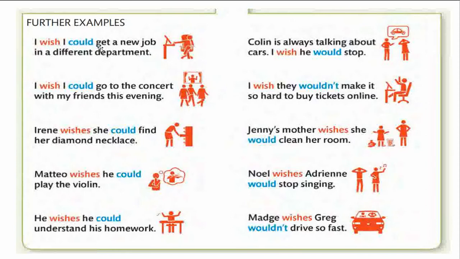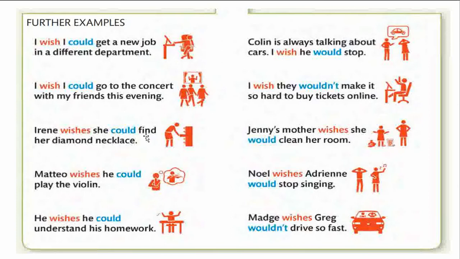I wish I could get a new job in a different department. Could is used, that means wishing for oneself. Colin is always talking about cars. I wish he would stop. You wish this for Colin. I wish I could go to the concert with my friends this evening. I could means you're wishing for yourself. I wish they wouldn't make it so hard to buy tickets online. Who are they? They are the people who organize it. So it is wishing for someone else.